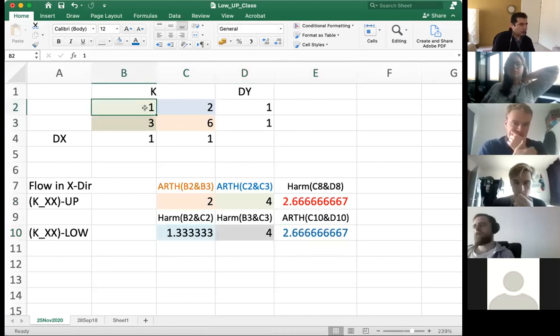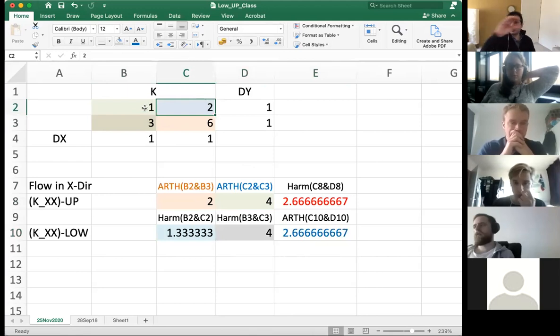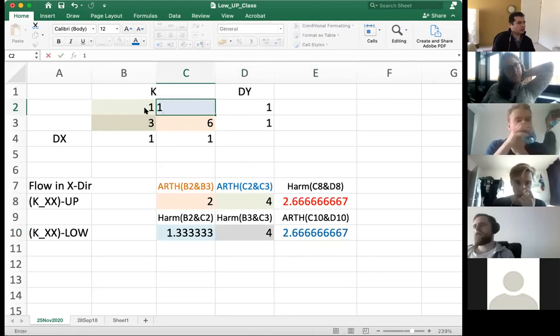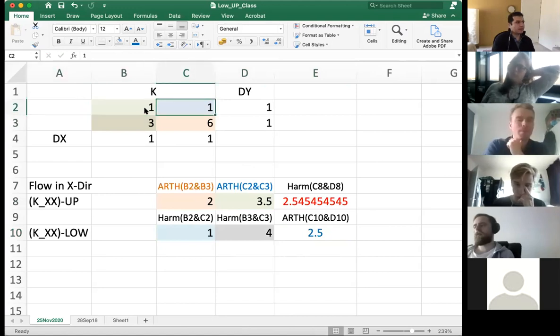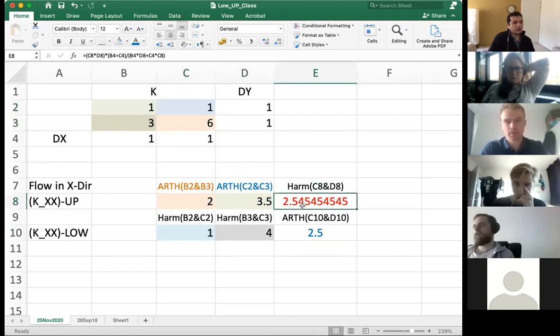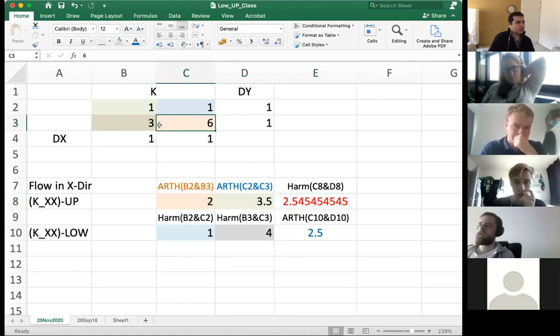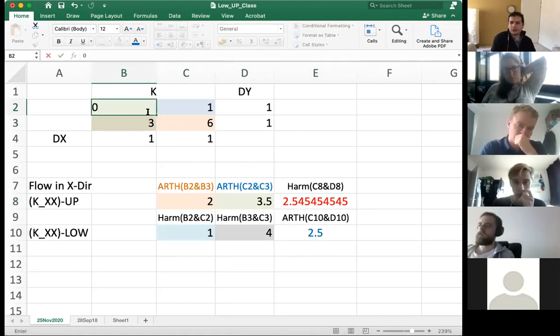Imagine I block one of the sets. Imagine I say the first layer is homogeneous, so the permeability is one in the upper layer, the same. Then what would I get? My upper bound is 2.54. My lower bound will be 2.4. Now imagine I would instead make one of the blocks impermeable. One of the blocks does not allow flow to happen.